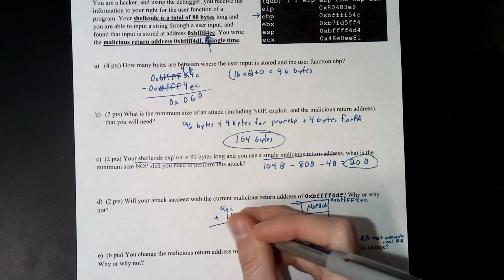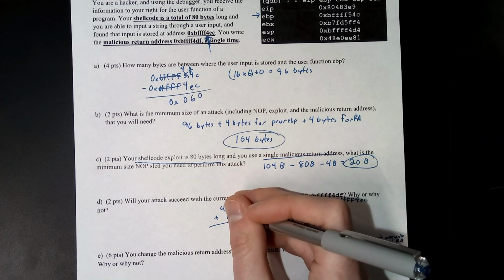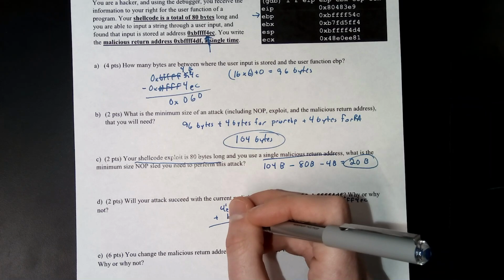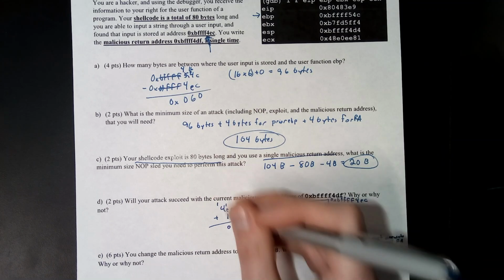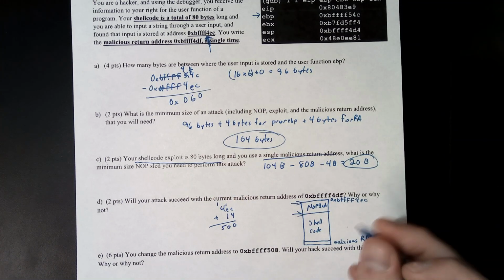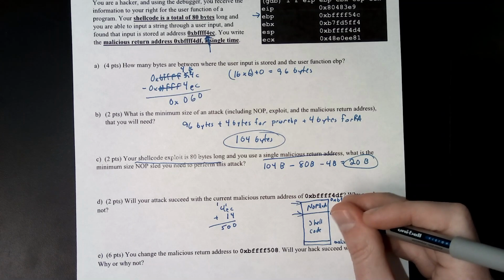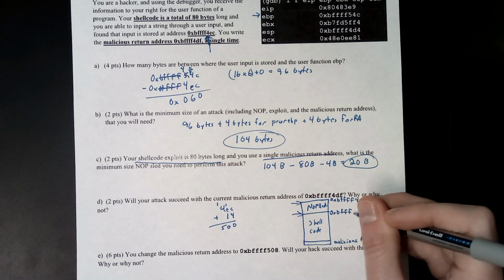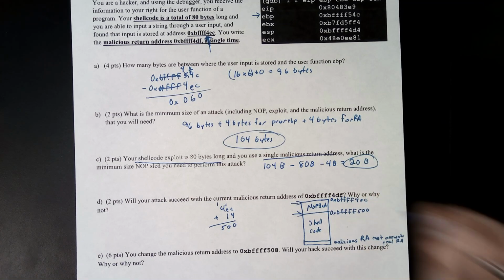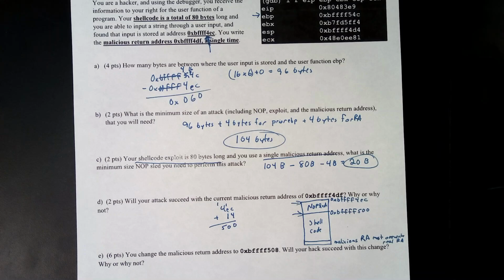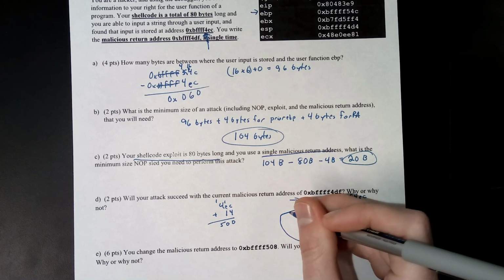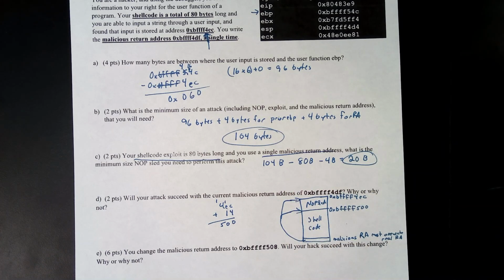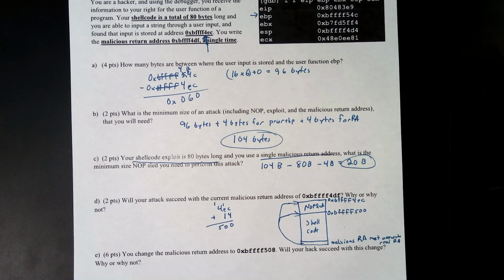We have 0 here because that's 16, carry the 1. And we have E plus 1 is F, plus 1 is, again, 0, carry the 1. So it's going to be 500 in hex. So our NOP sled ends at 0xBFFFF500. And so that's the range of addresses that we can target with our malicious return address, so that when it goes back, it can go somewhere in between there and still end up hitting the shellcode the way we want it to.